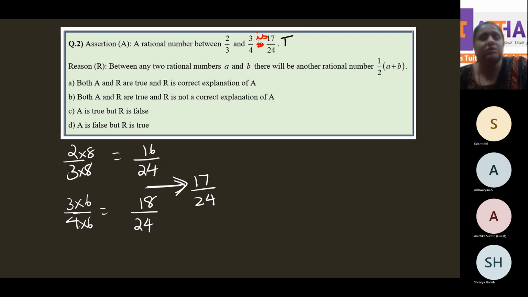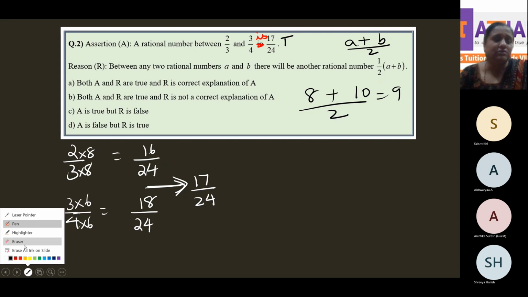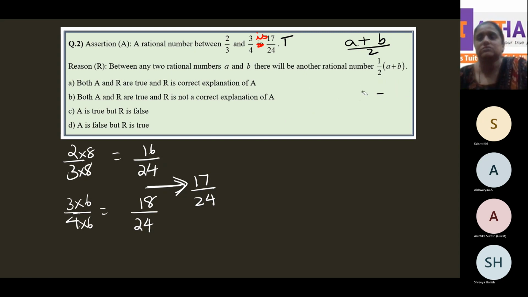And what is the reason? Between any two rational numbers A and B, there will be another rational number, half of A plus B. True. Correct. Now take 8 and 10. What is 8 plus 10 by 2? 18 by 2, 9. And 9 is between 8 and 10, right? When you have two numbers A and B, if you divide their sum by 2, that will always be between A and B. Always. You can check with any two numbers.